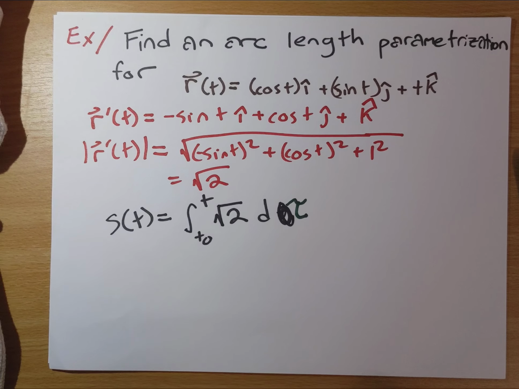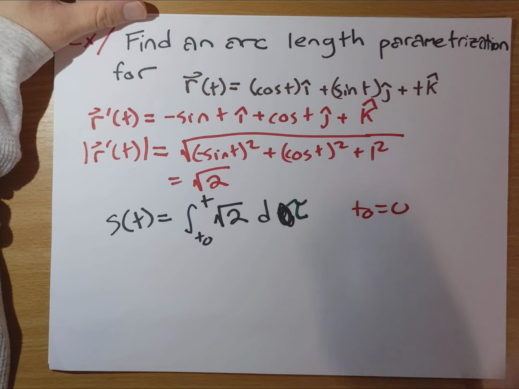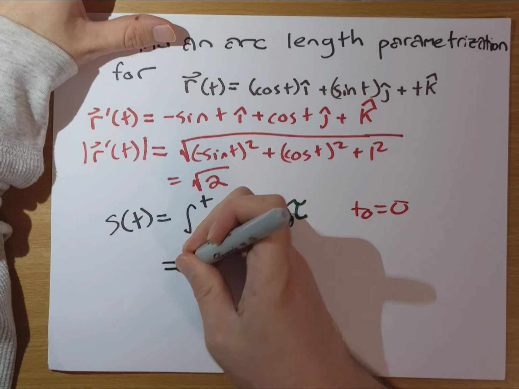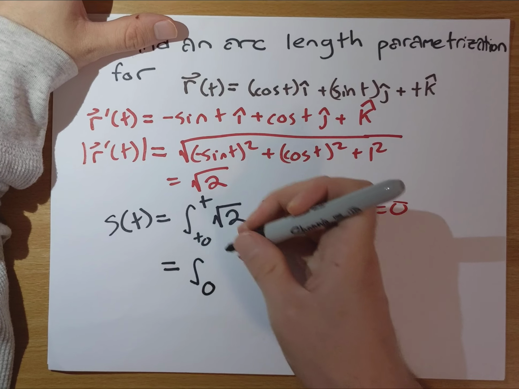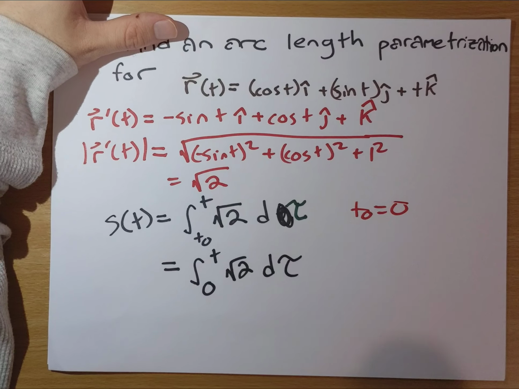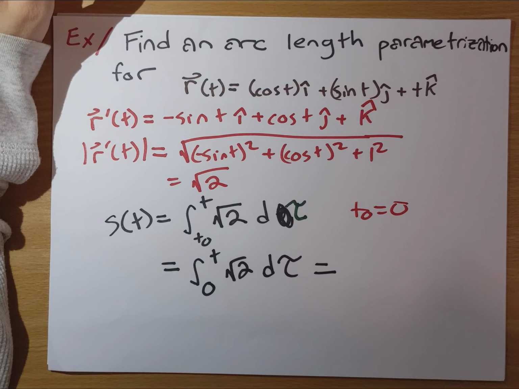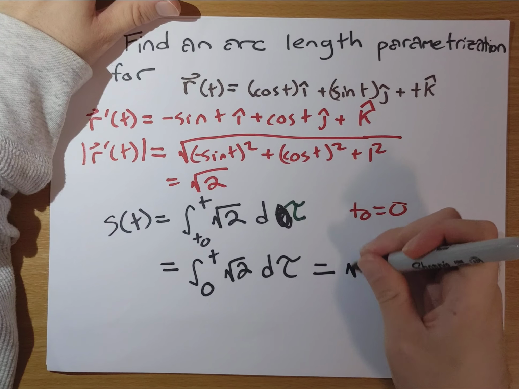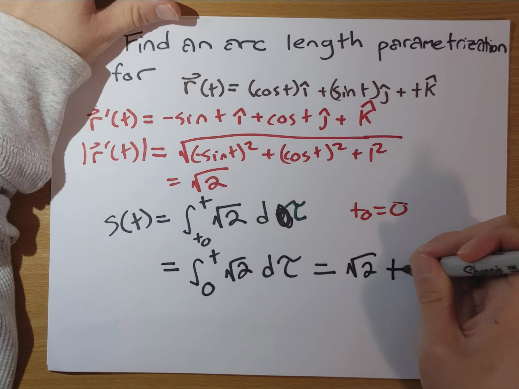Let's also decide what t naught is here. Let's make the decision to set t naught equal to 0. This is now the integral from 0 to t of square root 2 d tau, and this should be a straightforward enough integral to evaluate. This is just square root 2 times t.